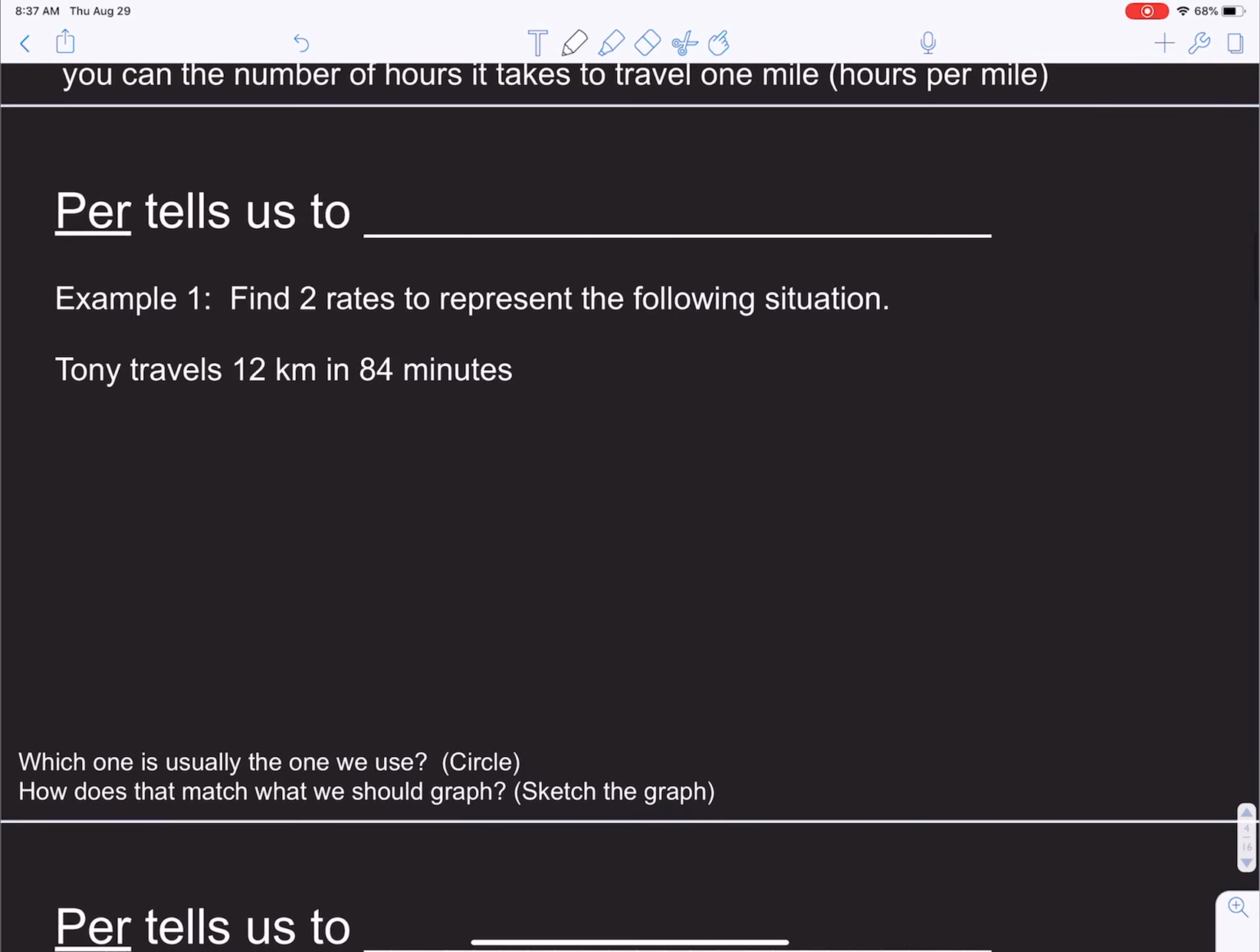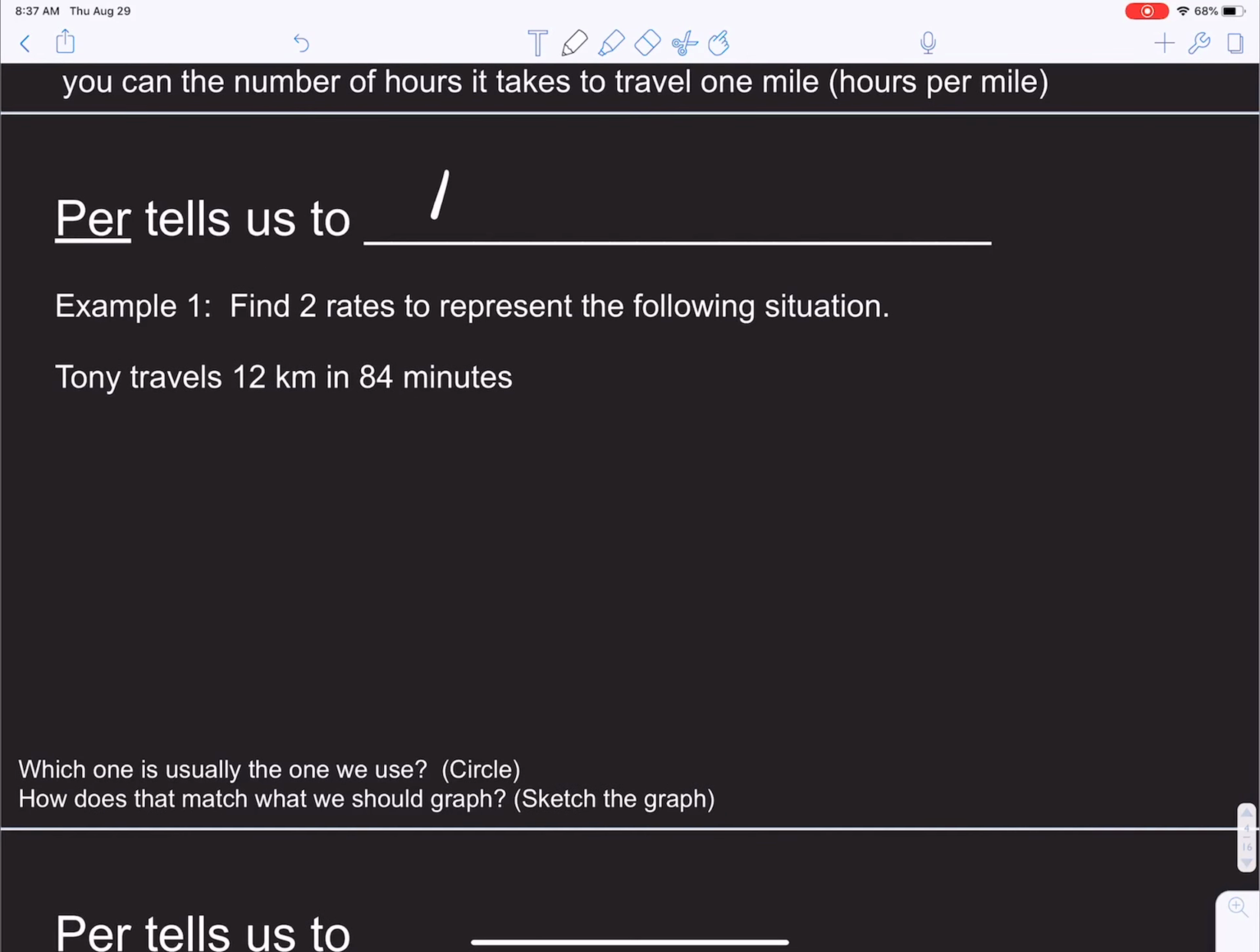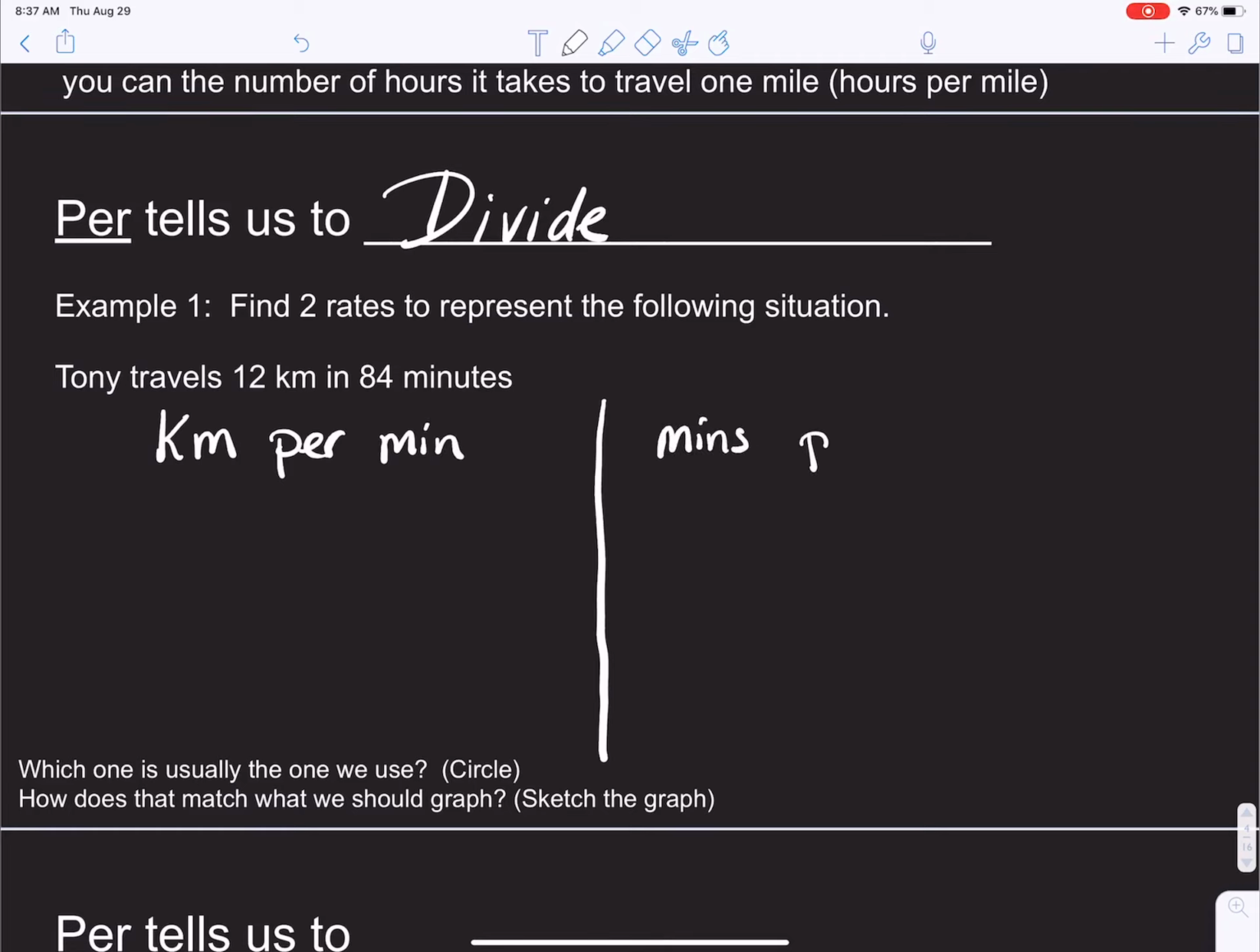When we're finding unit rates, remember per tells us to divide. That's an important clue word for us. For the first example, we need to find two rates to represent the situation. We're told that Tony travels 12 kilometers in 84 minutes. The first thing to think about is what unit rates I could find. There are two unit rates. The first is kilometers per minute, or I could also find the minutes per kilometer.